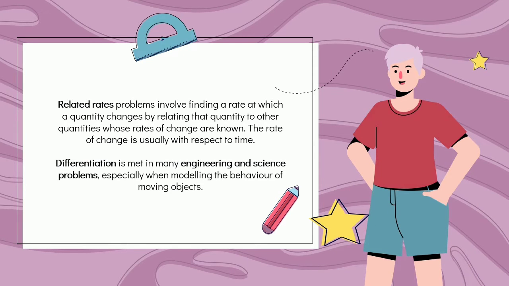Related rates problems involve finding a rate at which a quantity changes by relating that quantity to other quantities whose rates of change are known. The rate of change is usually with respect to time. Differentiation is met in many engineering and science problems, especially when modeling the behavior of moving subjects.